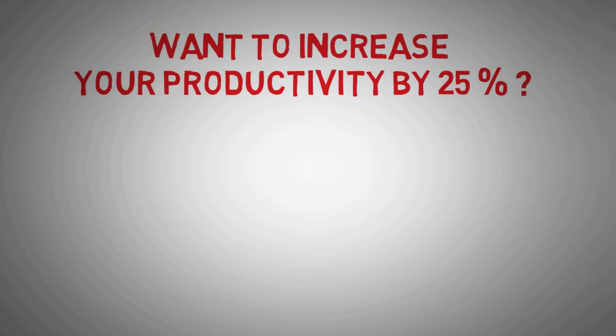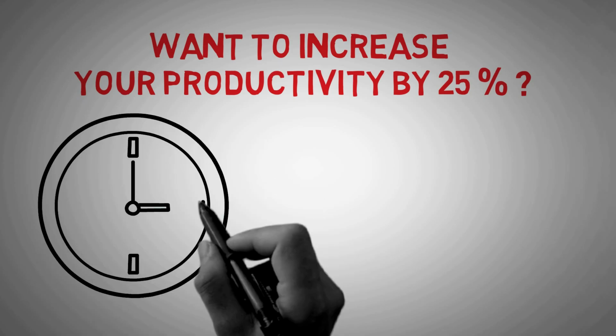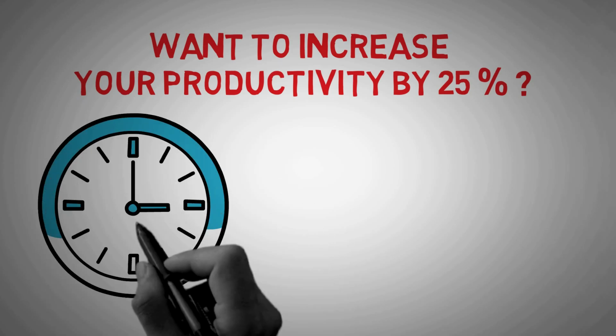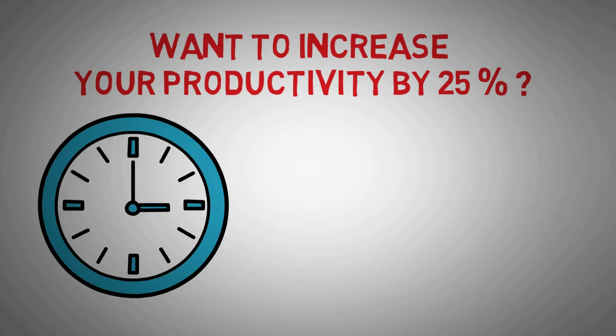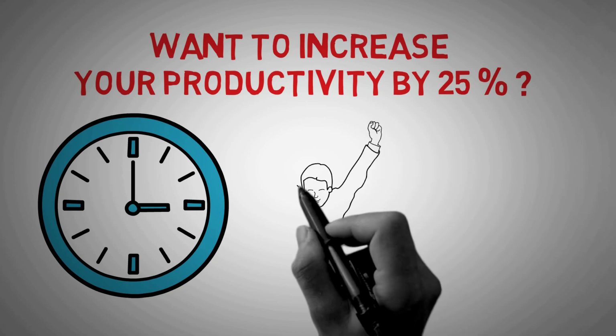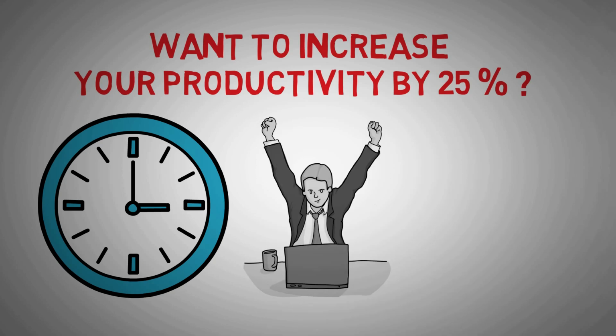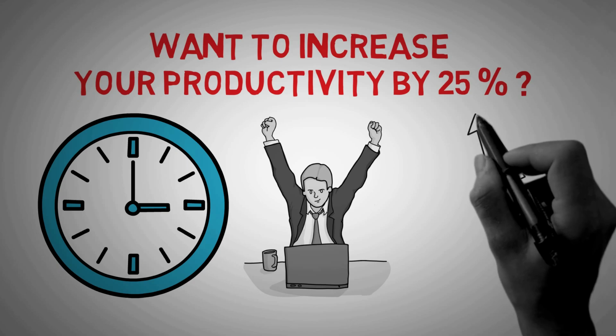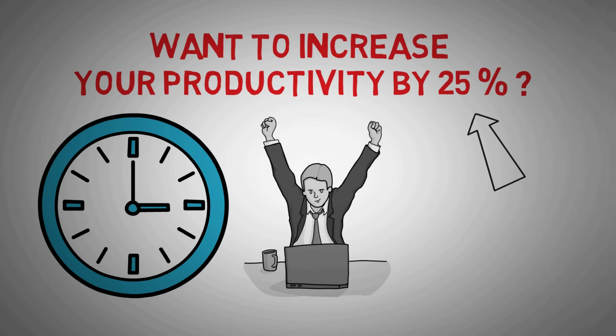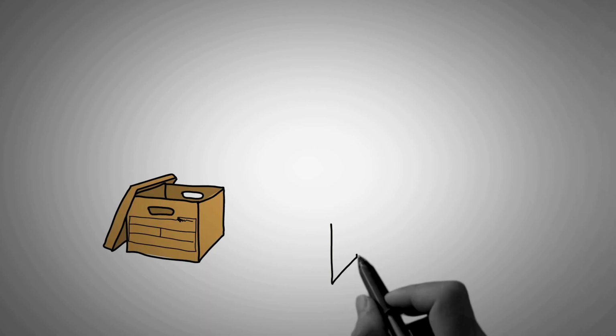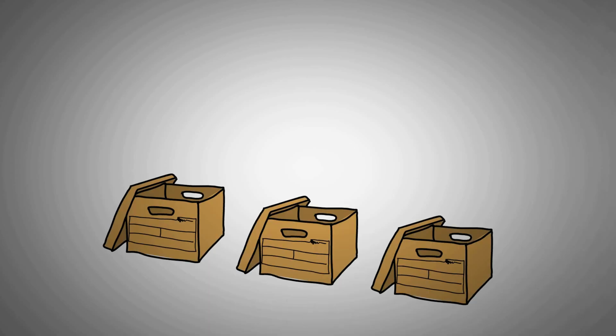Want to increase your productivity by 25%? You're probably already familiar with the concept of time management, which is often talked about these days. The basic idea is to help you achieve more in less time, and this technique is proven to work. It increases your productivity by around 15 to 25%. First step is to categorize your daily activities according to priority.